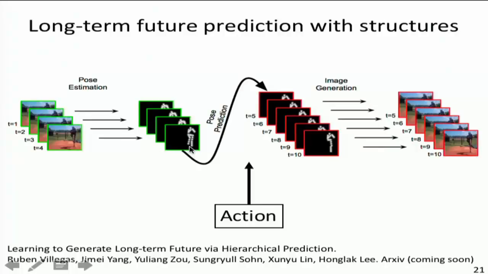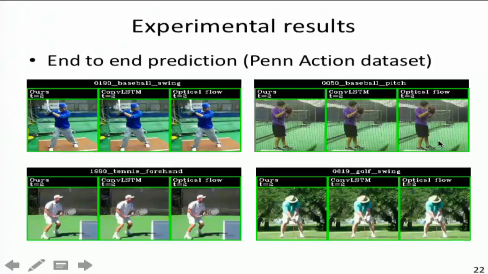So this is sort of two different problems. One is predicting this future pose in this high-level structural space, and then you make a conditional pixel-level generation given this predicted pose.